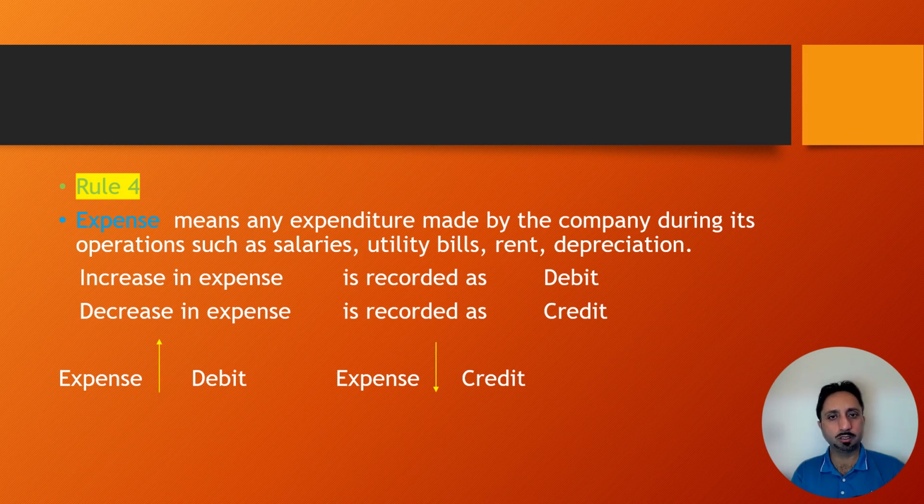Now what are expenses? Expenses are any expenditure made by the company while running its operations. So it can be salaries paid to the staff, wages paid to the staff, utility bills, rent payment, wear and tear of the machinery, that is the depreciation. So those things all come under expenses. It can be operating expenses, it can be admin expenses, it can be general expenses.